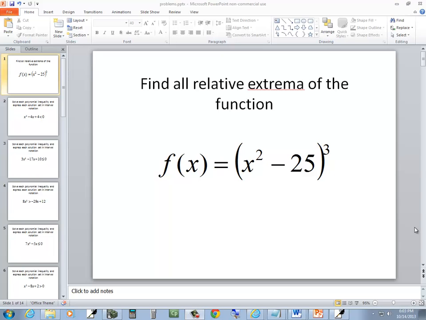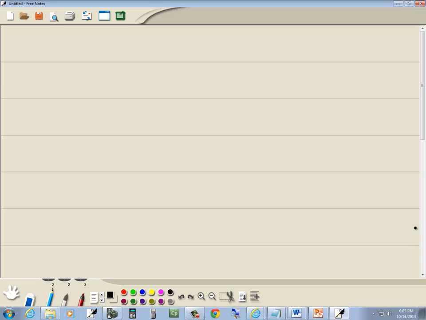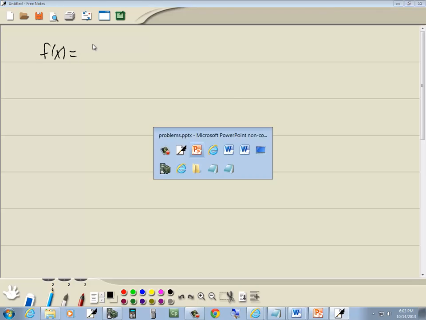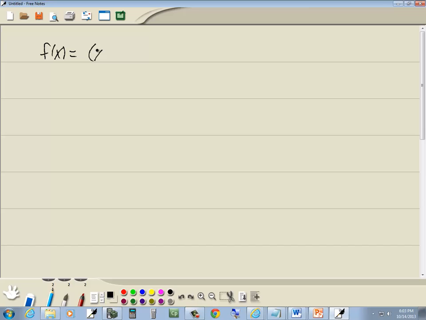Let's find all relative extrema of this function. We got f of x is equal to (x squared minus 25) to the third power. Well, first thing we need to do is find our derivative.